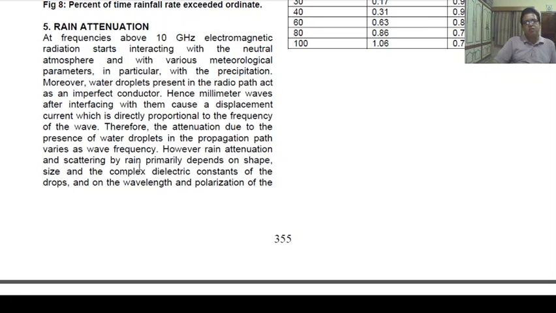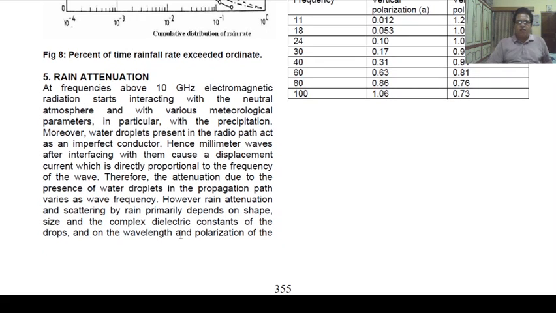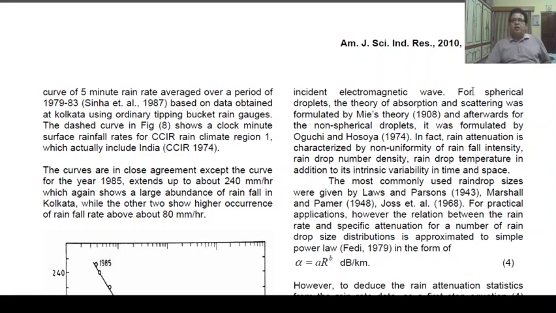However, rain attenuation and scattering by rain primarily depend on the shape and size of the water droplets, the complex dielectric constants of the drops, and the wavelength and polarization of the incident electromagnetic wave. Point to be emphasized in this paragraph: rain attenuation and scattering by rain primarily depend upon first shape, second size, third complex dielectric constant of the drop, fourth wavelength, and fifth polarization of the incident electromagnetic wave.